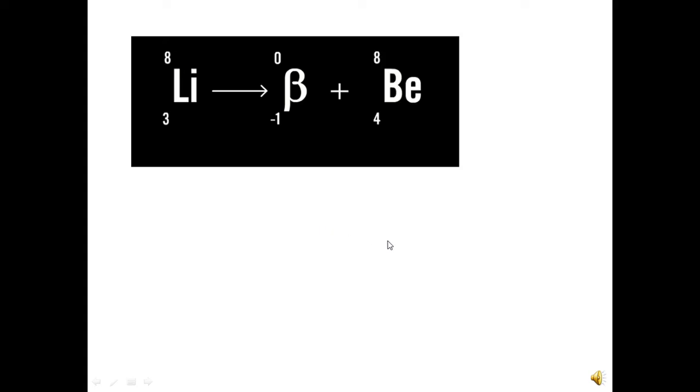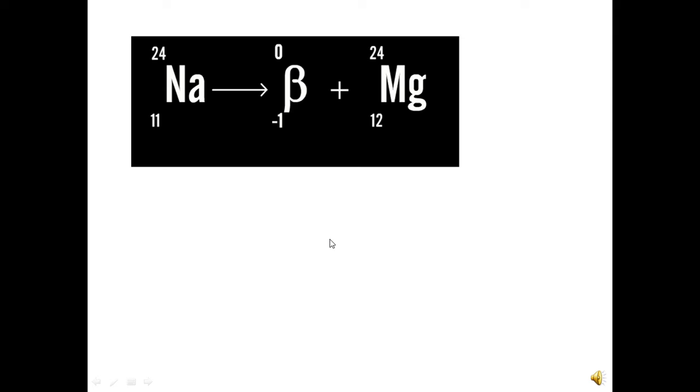Lithium also decays by beta. Lithium 8 decays by beta to beryllium. Same deal. 8 plus 0 gives you 8. 4 plus minus 1 gives you 3. Sodium decays by beta to magnesium. Sodium 24, that is. So 24 plus 0 is 24. 12 minus 1 is 11.